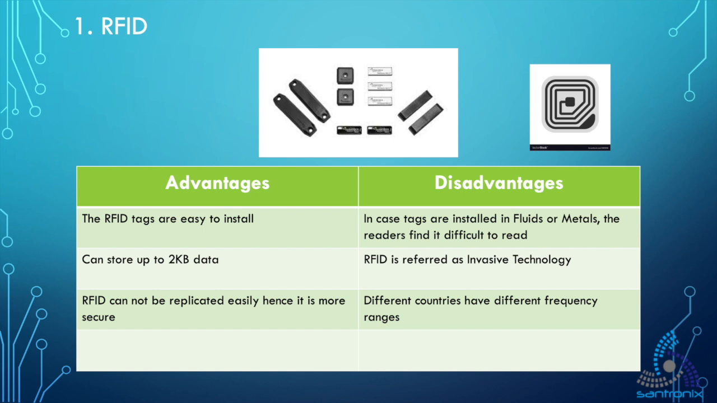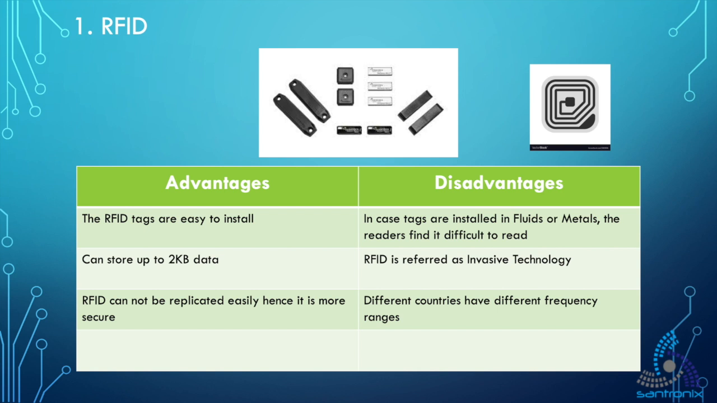The disadvantage is basically that it works on radio frequency. Now you need to understand that radio frequency properties are altered a lot by fluids and metals, and that's the reason the readers find it difficult to read when there is a lot of fluid or metallic environment around the tags or the reader.